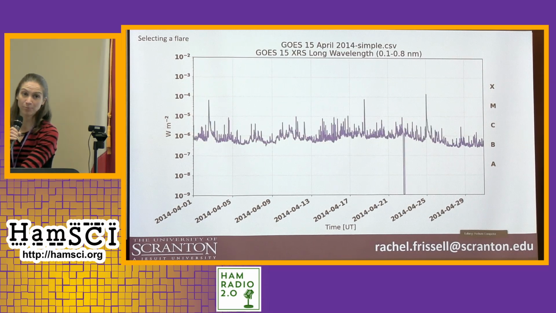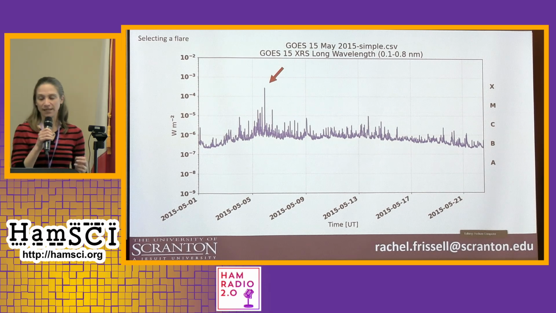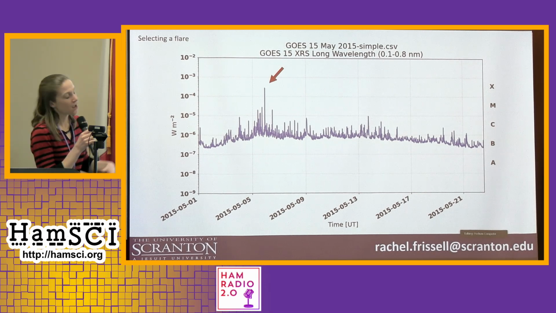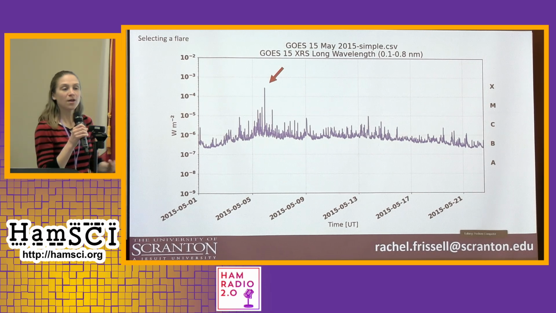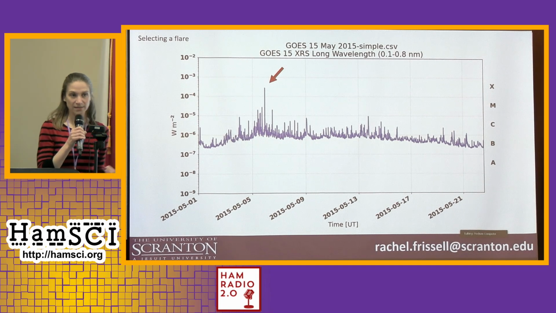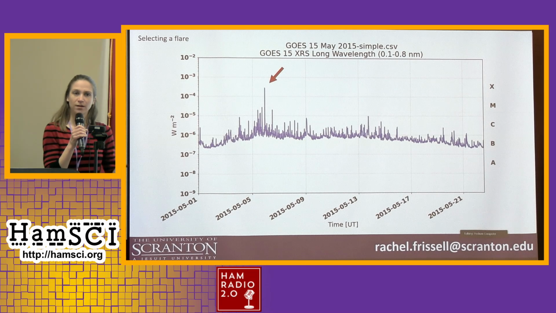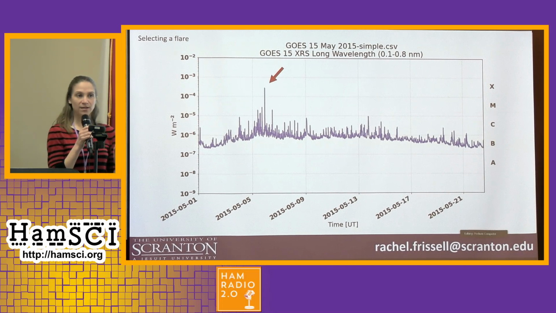Then they had the April 2014, so very similar, just a different month. And then the May 2015. Now you can see here, I have a big red arrow there. The reason is, this is a solar flare that I chose that I'm going to work through for the next couple slides. So I said, well, I see an X-class solar flare there. That's what I'm going to look at.